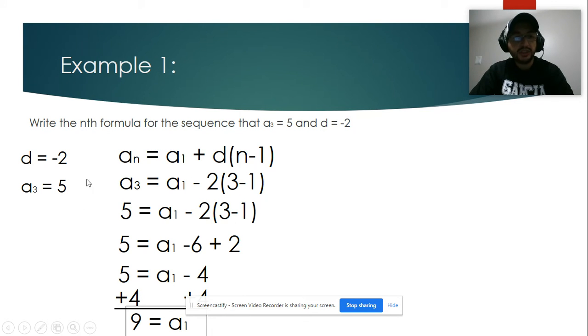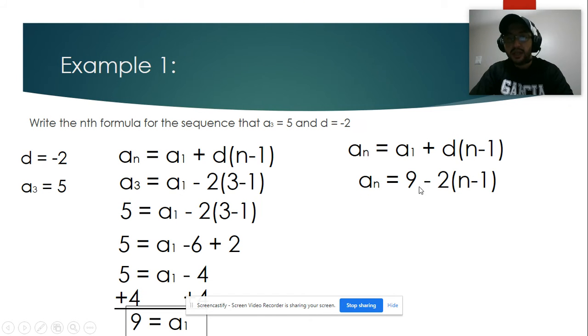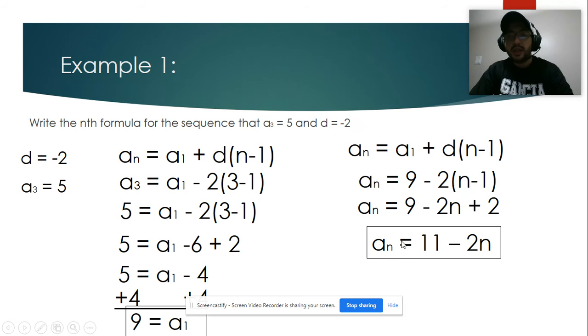So using this first term and the distance, I'm going to write the nth formula. It will be 9 plus the distance, which in this case is negative 2, times n minus 1. And then use the distributive property to simplify. Negative 2 times n is negative 2n, and negative 2 times negative 1 will be plus 2. Combine like terms, 2 and 9 make 11, so the nth term will be equal to 11 minus 2n. And that's how you find the nth formula when the first term is not given. Let's go over another example.